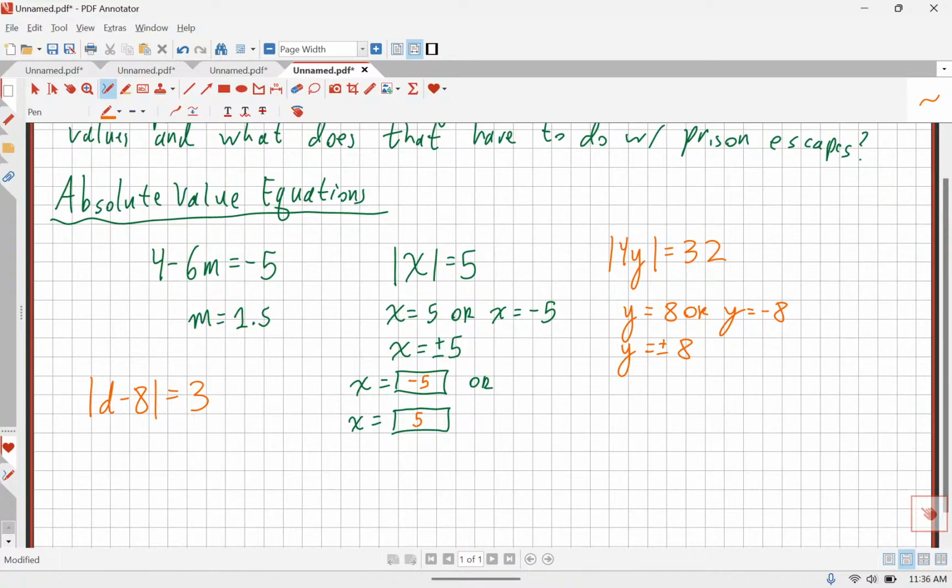Can I get you guys back up here in 5, 4, 3, 2, 1? Just about everybody came up with the first one. D equals 11. That's surely one of them. The other one, though, was not negative 11, right? Because negative 11 minus 8 would be negative 19, and the absolute value of negative 19 is not 3. So it's not plus or minus 11.